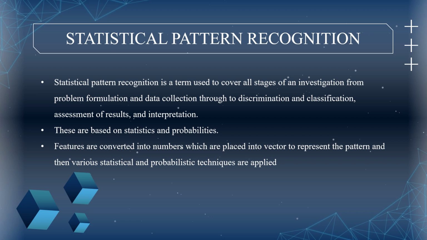Statistical pattern recognition is based on statistics and probabilities. Here, the features are converted into numbers which are placed into a vector to represent the pattern, and then various statistical and probabilistic techniques are applied to it. That is, we have already seen that we need a feature and a feature vector to recognize various patterns. So in statistical pattern recognition, we convert these features into numbers that are placed into a vector, and we apply statistical and probabilistic techniques to these feature vectors to identify the pattern.